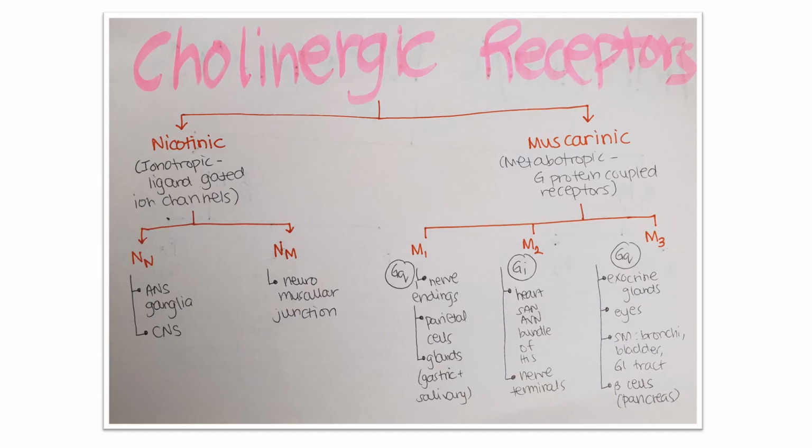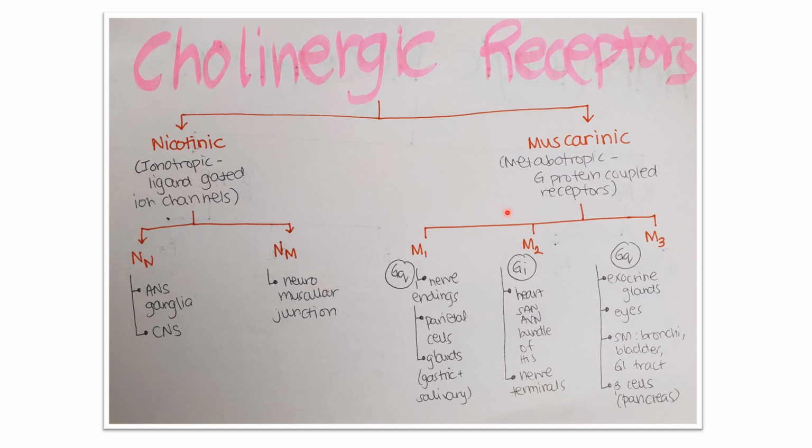Okay, so let's start off by talking about the different types of cholinergic receptors. I took a picture of this diagram that I drew from my notes. There are two main types of cholinergic receptors. The first one is called nicotinic, which is an ionotropic receptor. It means it's just activated by ions, so they're actually ligand-gated ion channels.